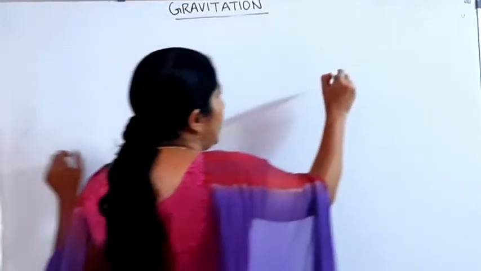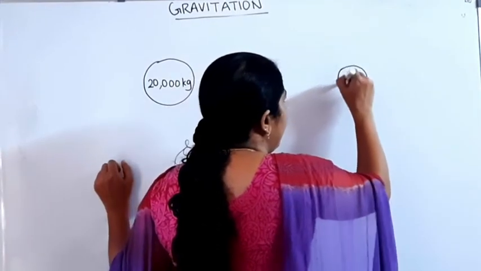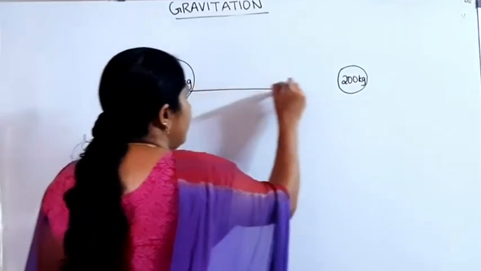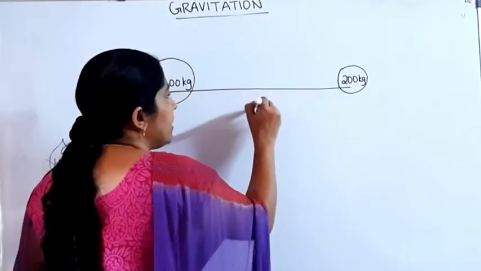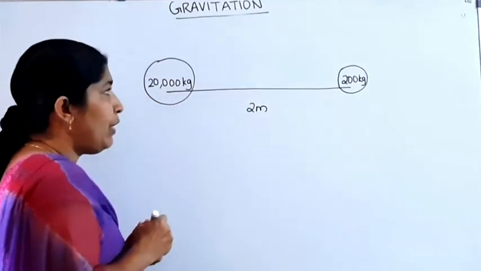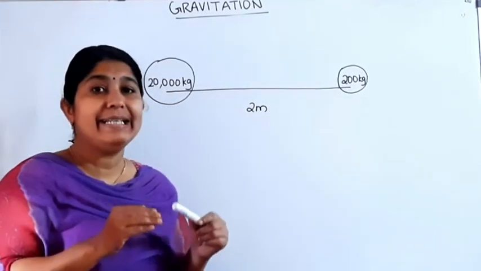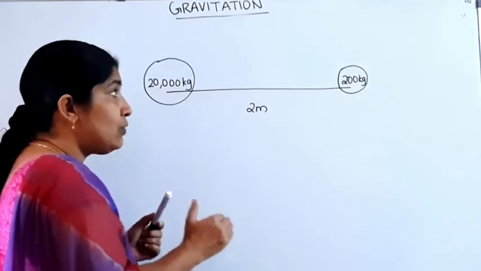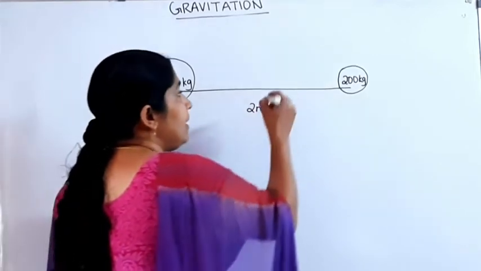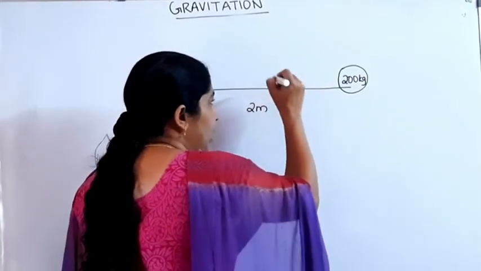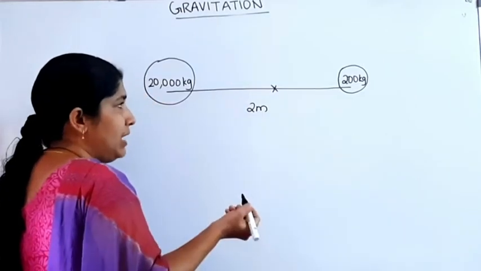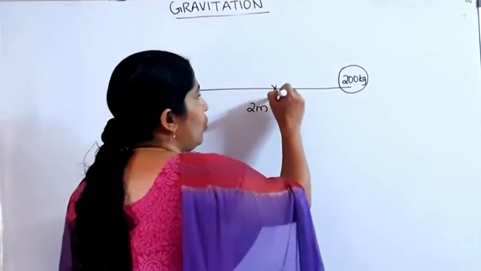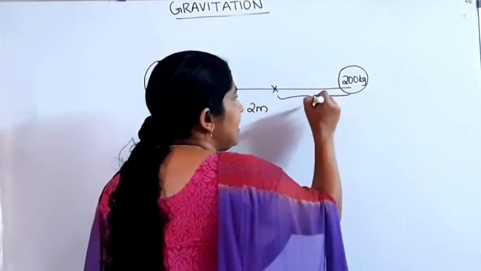In our question, the 20,000 kg body and the 200 kg body are separated by a distance of 2 meter. We want to find the point where the intensity of gravitational field is equal to 0, the distance from the small mass. For this we can take this distance as x.